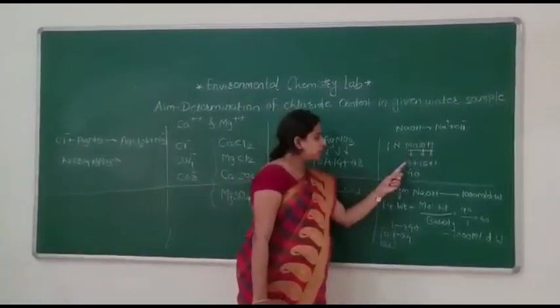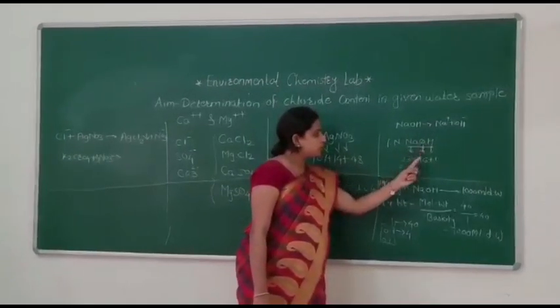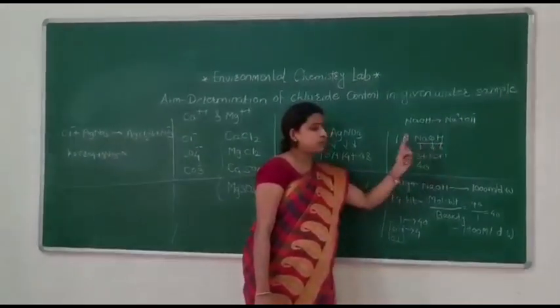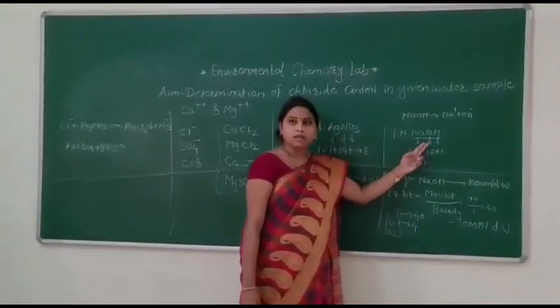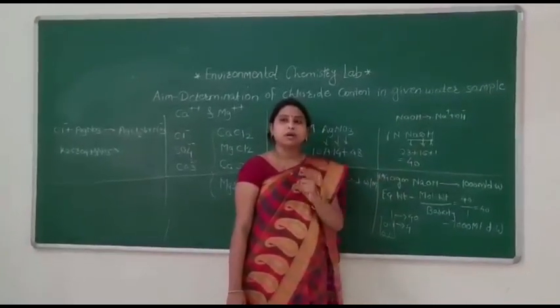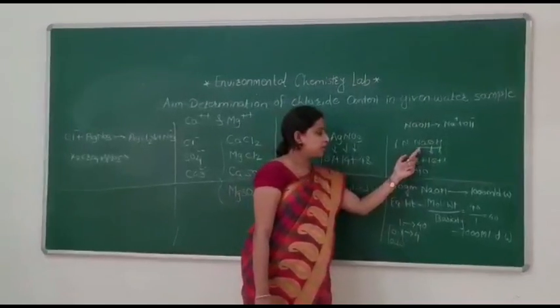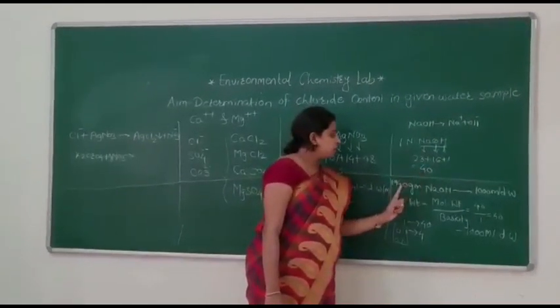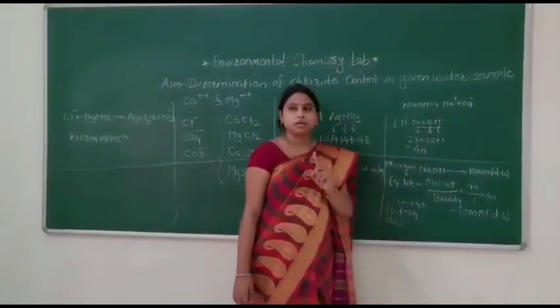So we will take their atomic weights. For sodium it is 23, for oxygen it is 16 and for hydrogen it is 1. So the total comes to 40. So the molecular weight of NaOH is 40. If you want to prepare 1 molar solution of this NaOH, then you have to dissolve 40 gram of NaOH into 1000 ml distilled water.